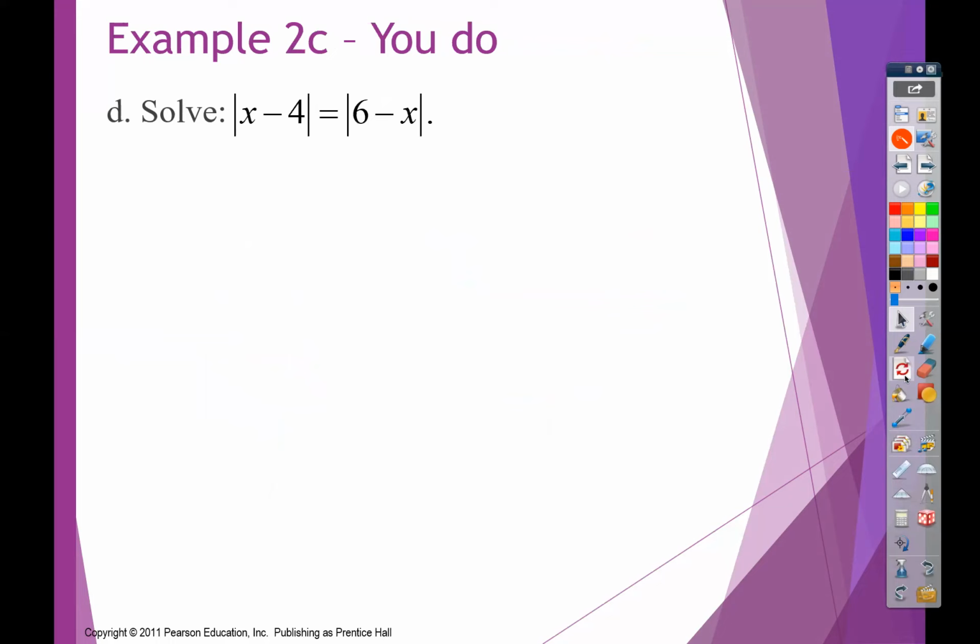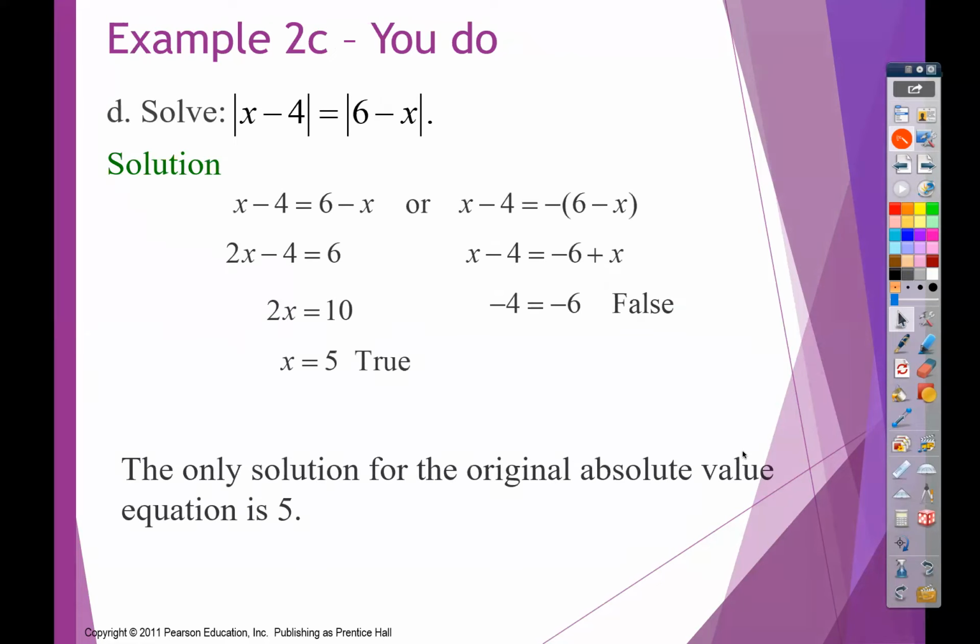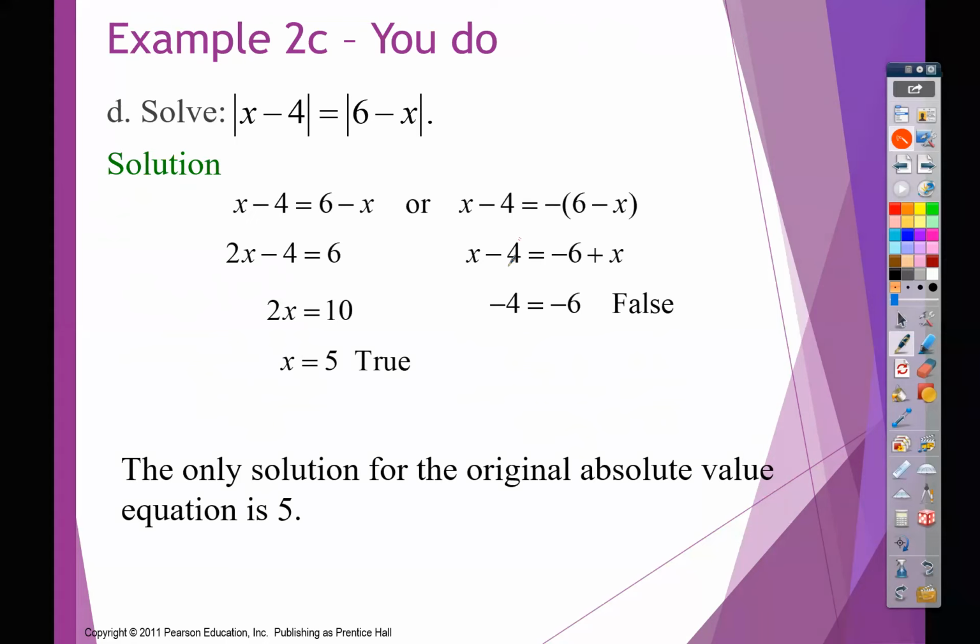Okay, you go ahead and try this one. Pause it. Okay, so your setup should have looked like this. On the second setup, your x's will cancel each other out, and you'll just get -4 equals -6, which is a false statement. So the only solution for this one is 5.